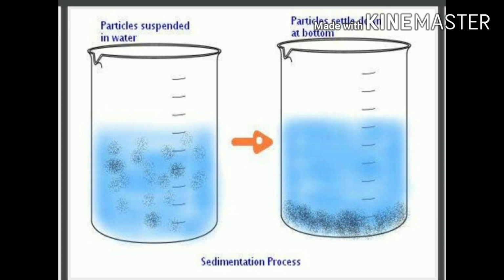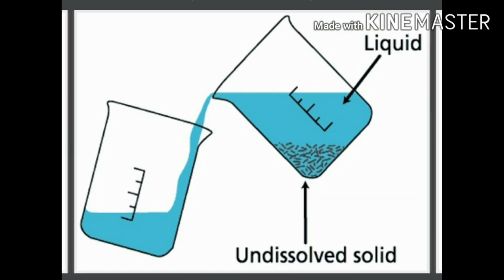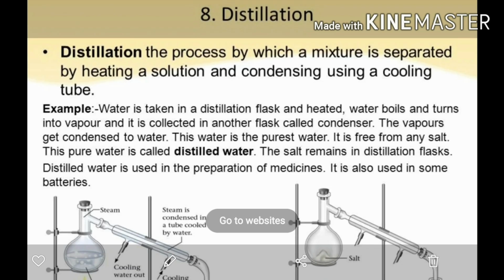Sedimentation is the process in which heavier particles are allowed to settle down at the bottom, and decantation is the process when the water is poured into another container without disturbing the sediment. So this is the method used to separate undissolved salt.